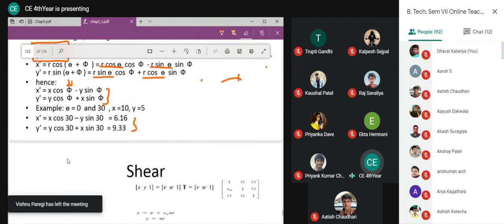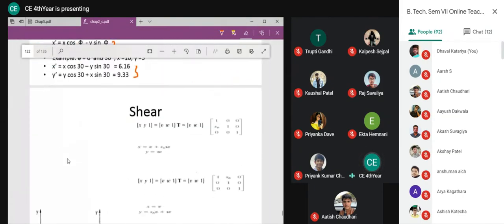Any doubt in this rotation part, or any doubt in any other discussion till now?